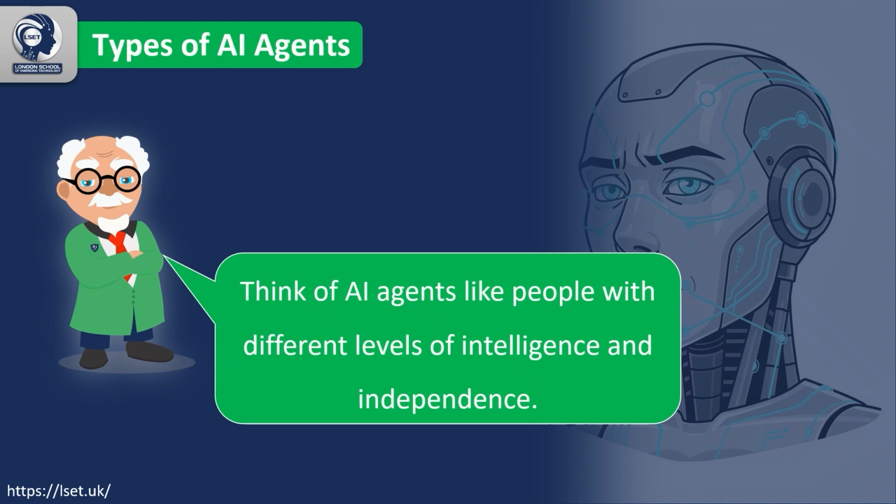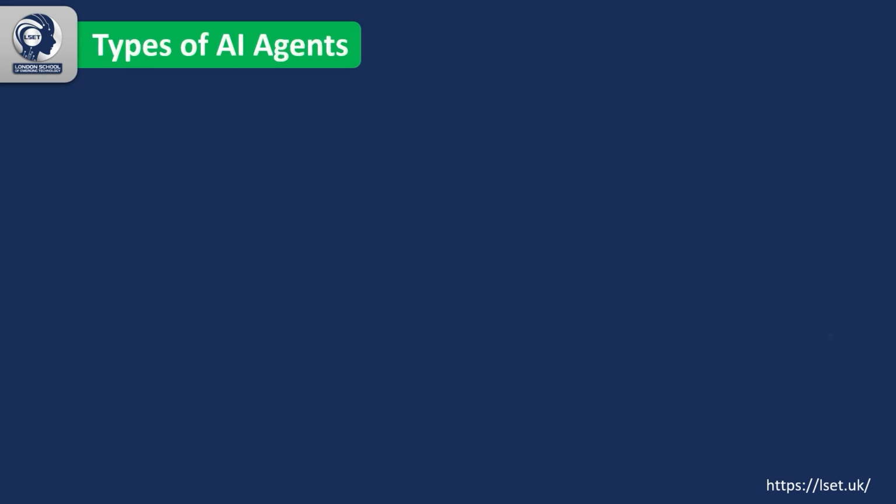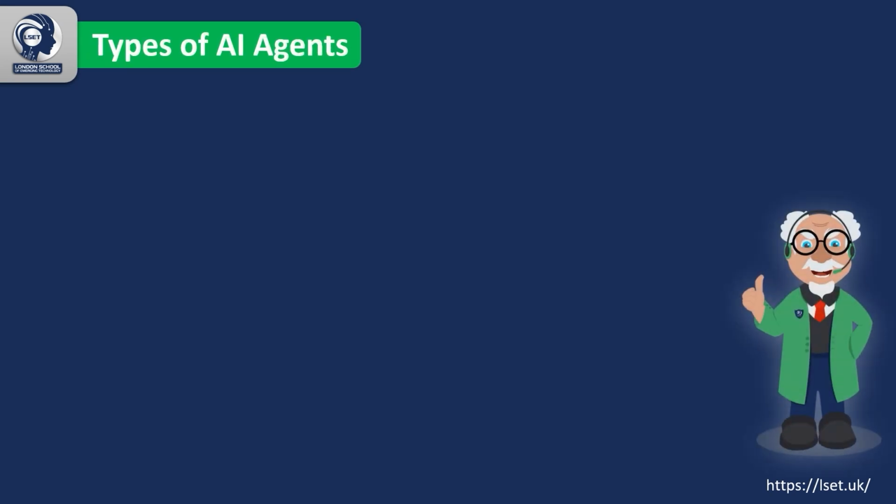Some agents can only react, while others can plan, learn, and act on their own. In the next slides, we will look at these different types of agents one by one. Let us now look at the first three types of AI agents.